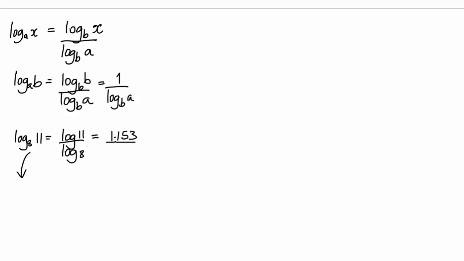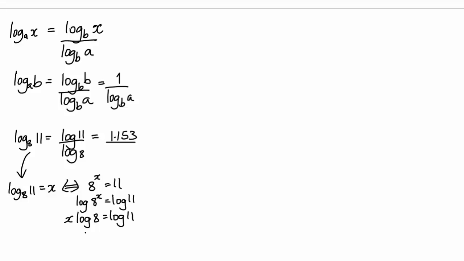If you don't like that way of thinking about it, go back to the very simple and initial definition of logarithms. This log to the base 8 of 11 is x. The other way of writing that using index notation is 8 to the x equals 11. We've seen this sort of problem before. Take logs of each side. Log of 8 to the x equals log of 11. X log 8 equals log 11.